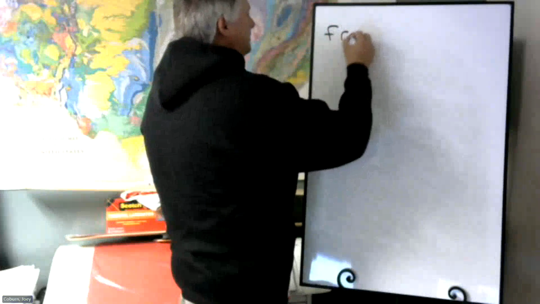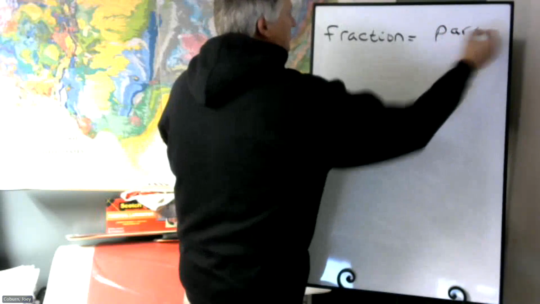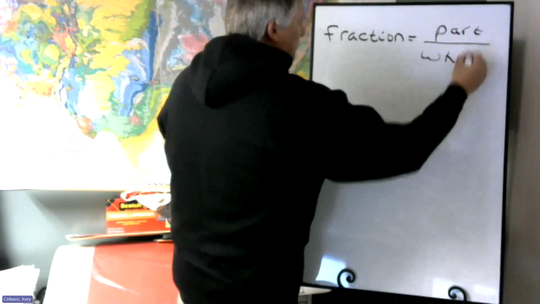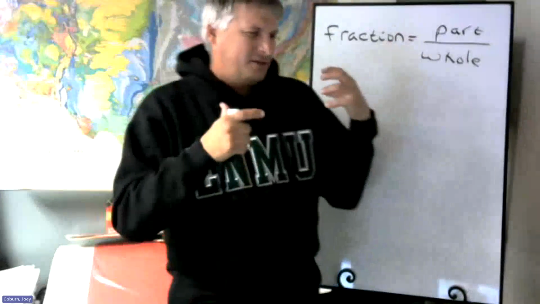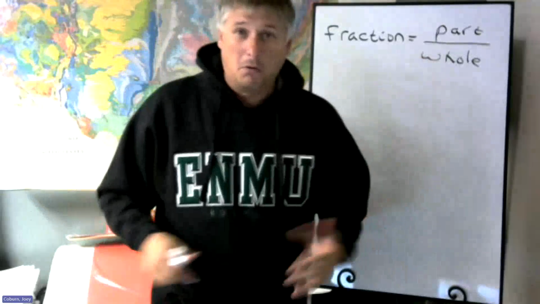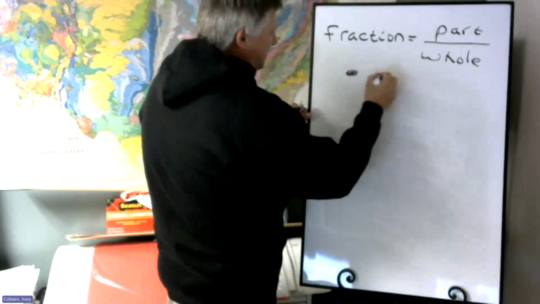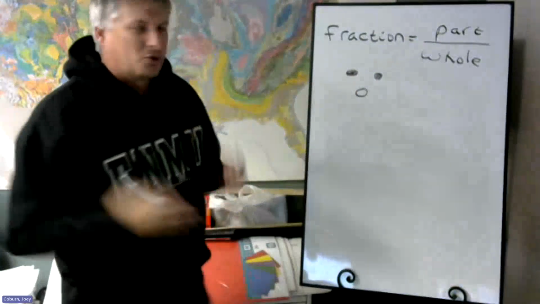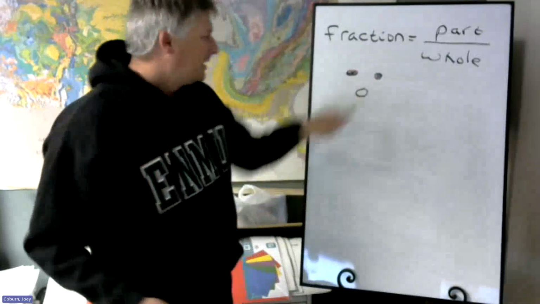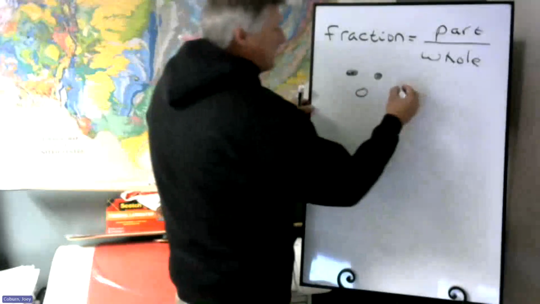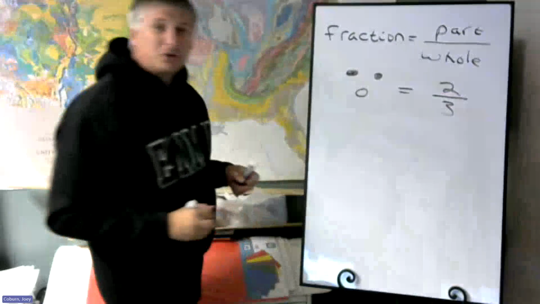Well, a fraction is a part divided by a whole. Okay, it's a little abstract. It's the number, let's say, of a part of something versus the number of the whole. Let me give you an example. Suppose we have 3 dots, and originally the whole is 1, 2, 3. But let's say this one disappeared, and we're left with these 2. So of the whole, 2 remain out of the original 3.